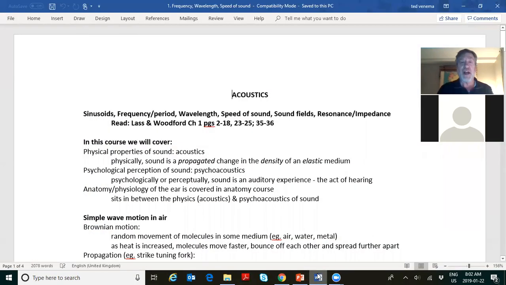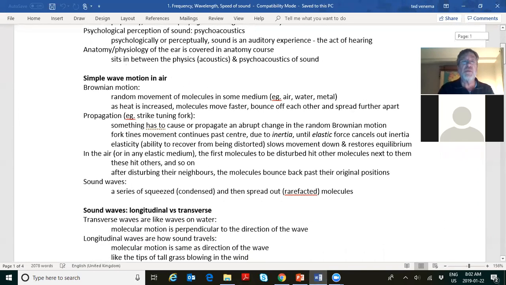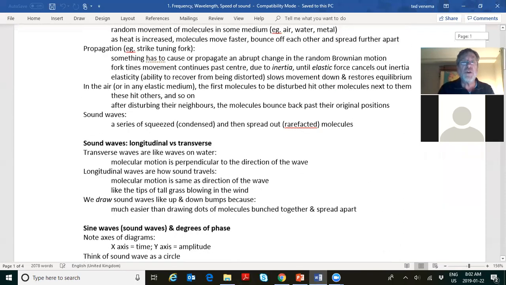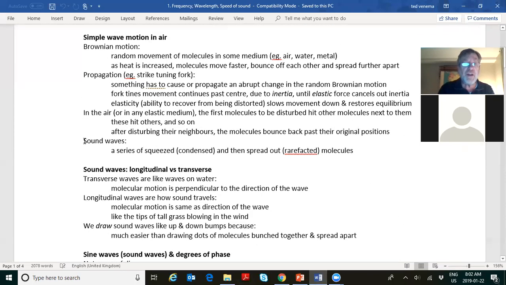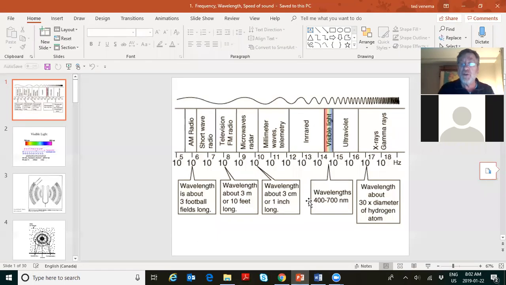Anyway, in our notes last week, we moved on down. We talked about sound, basically what it was. And we talked about the waves, the motions of molecules in air. We talked about condensation and rarefaction, this highlighted stuff here. And we said we drew those like waves because it was easier.